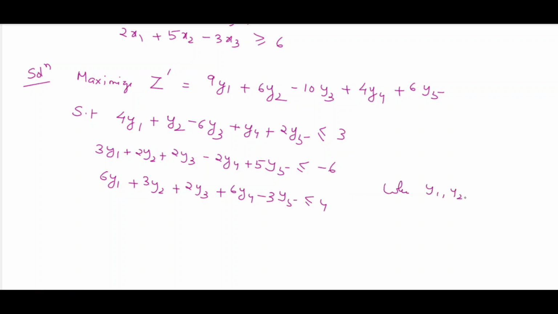where y1, y2, y3, y4 and y5 are greater than or equal to 0. See, the only difference is that your variables are y instead of x1, x2, x3, x4 and x5. Now solve by the usual process as I have told you. For working out the maximization problem, you will get the values of y1 and y2. So this completes your fourth module.